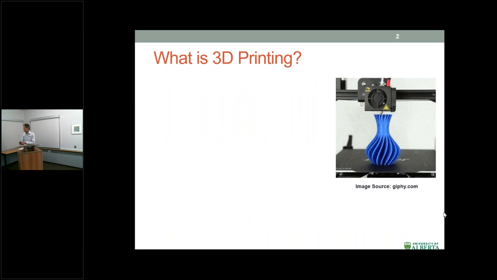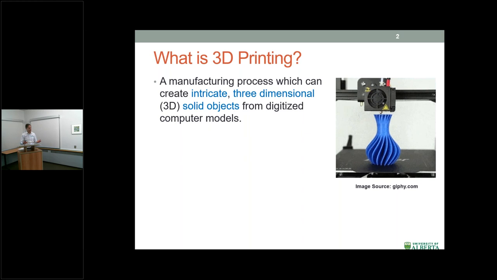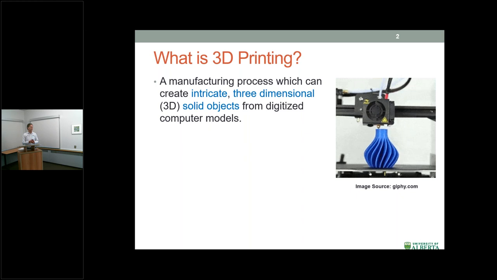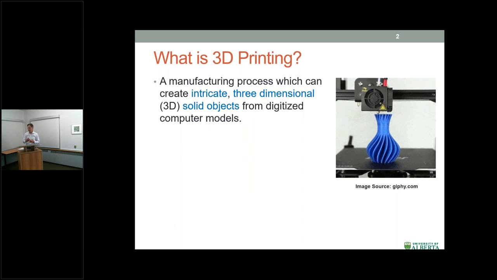So what is 3D printing? We've probably heard about 3D printing in the news. It's become quite dominant in the news these days. It's part of Industry 4.0, these new innovations that are taking over. You'll see a lot of really cool applications that 3D printing is doing, but the one we're going to talk about today is 3D food printing. 3D printing is a manufacturing process which creates intricate three-dimensional solid objects from a digitized computer model. You can see the animated GIF that I put there. You can see it slowly builds these layers up one at a time. So 3D printing is really a tool to make objects, and as you'll see, food.